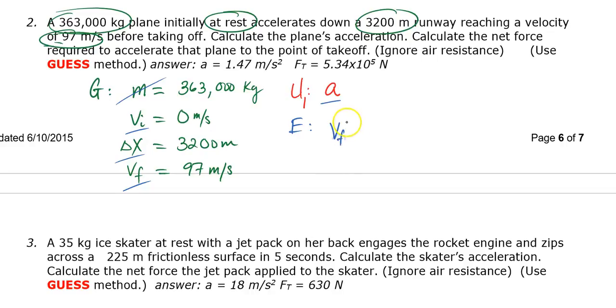Okay, so V final squared is equal to V initial squared plus 2a delta x. This is the one that you use to find acceleration when you do not have the time. Ironic, I know.